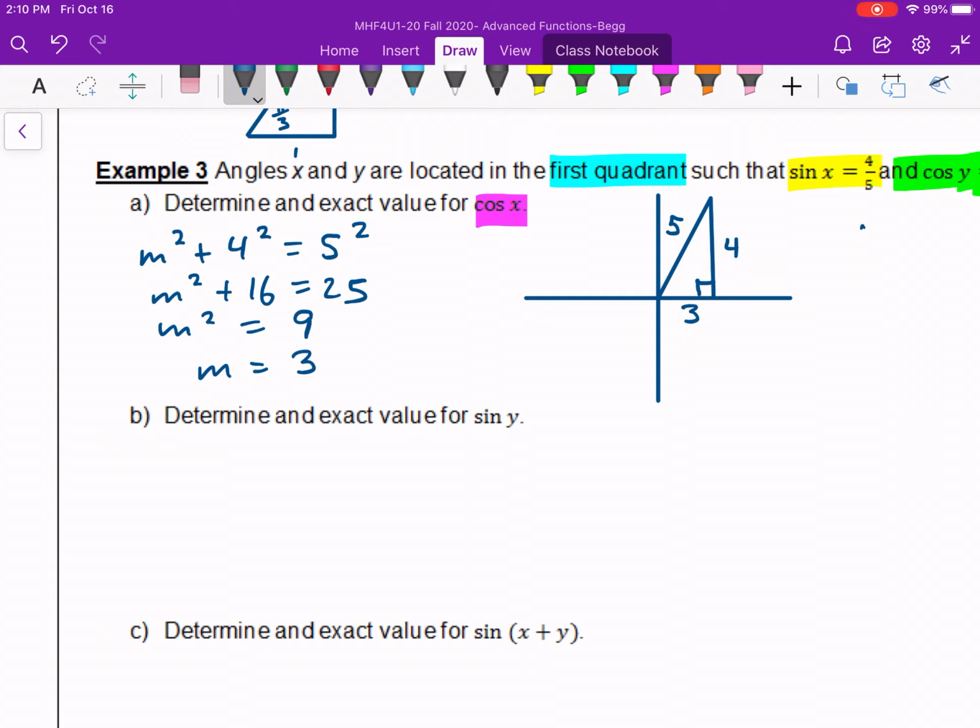But then if I want to find a value for cos x, it is going to equal adjacent over hypotenuse. So it's going to be 3 over 5.